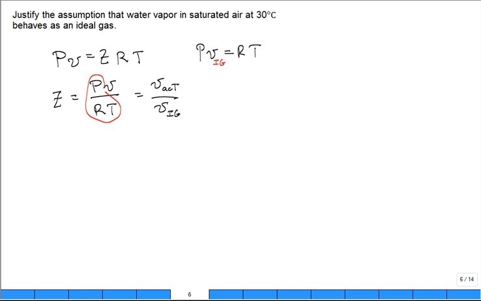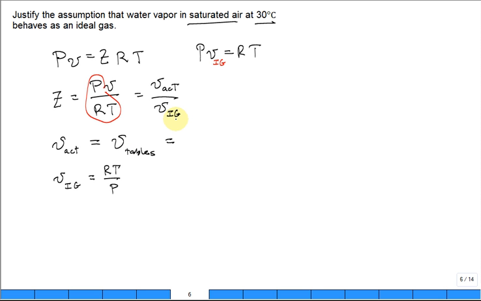So let's do this. What is the actual specific volume for water vapor in saturated air at 30 degrees C? Experimentally, out of the table, somewhere, get that value, and then compare it to the specific volume of the ideal gas, of the vapor, assuming it behaves as an ideal gas, and calculate it by the equation RT divided by P. So how am I going to get this one? Out of the tables.